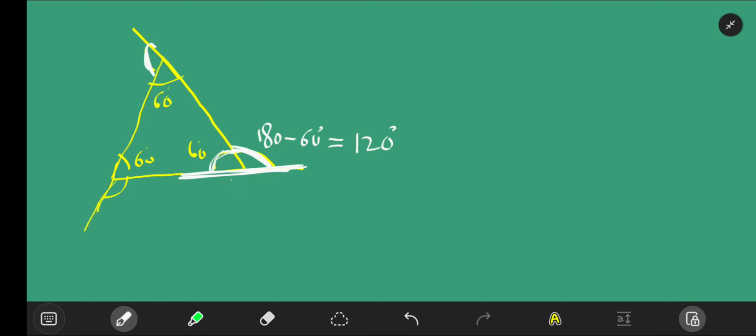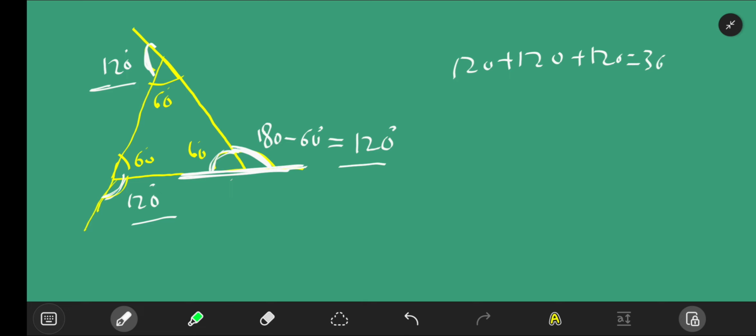Similarly, here also 120 degrees, and here also 120 degrees. Now add these three exterior angles: 120 plus 120 plus 120 is equal to 360 degrees. This is not only applicable for an equilateral triangle, it is applicable to all types of triangles. I just used this equilateral triangle for better understanding. Okay, so write the statement, an important statement.